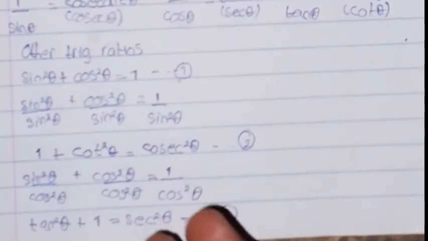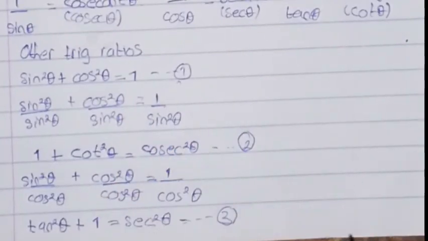So these are 3 trigonometric identities that you need to know. They relate sin theta, cos theta, tan theta, cot theta, cosec theta, sec theta, but just that they're in square forms. Alright, so let's take some questions.